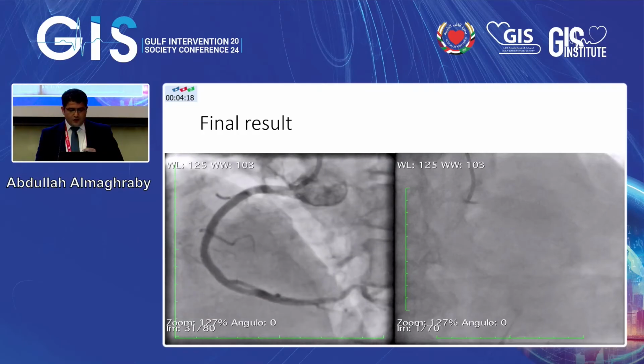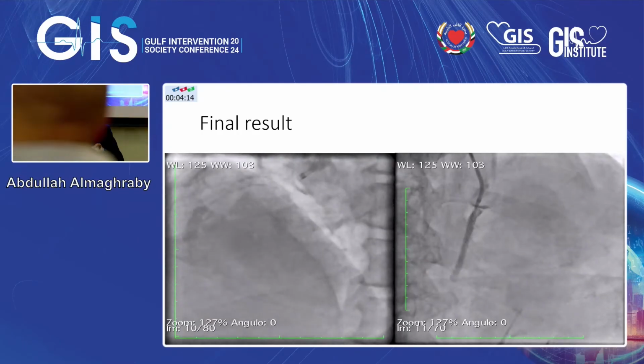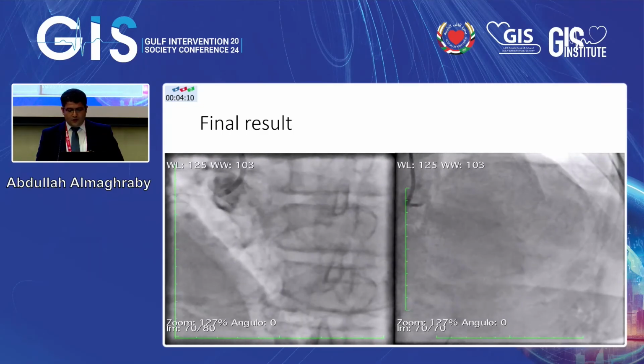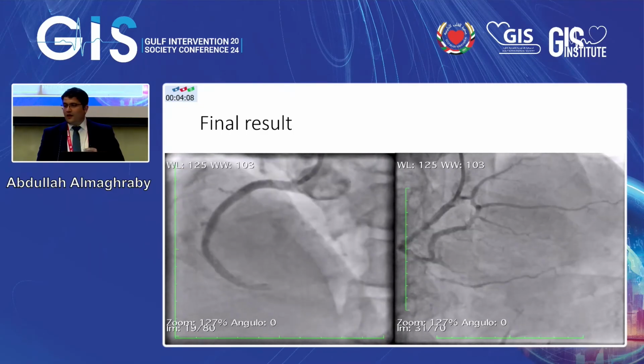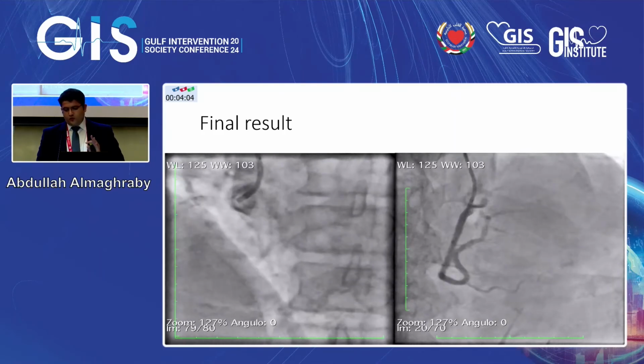Then the final injection showing patent right coronary artery, TIMI 3 flow, good myocardial blush, and very, very limited dissection in the ascending aorta. At this time, actually, there was no IVUS available at the site, so we should do IVUS to make sure.